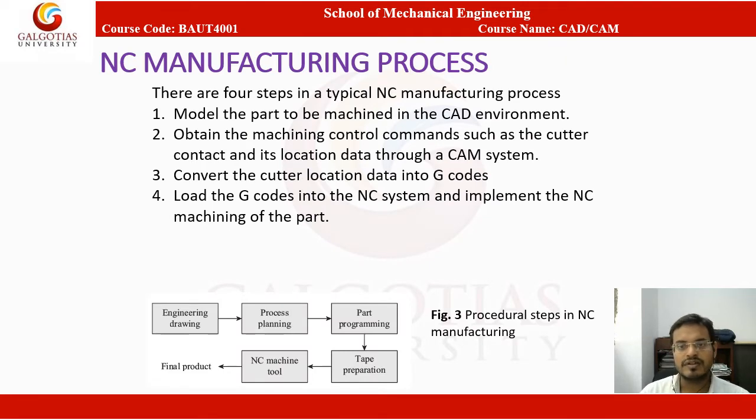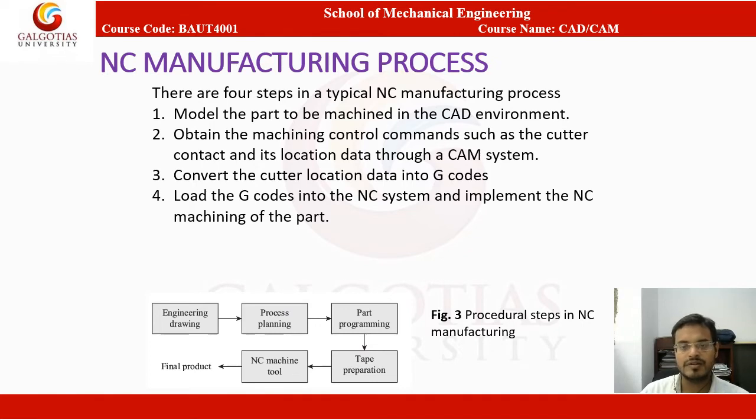So there are 4 steps in a typical NC manufacturing process. First, we model the part to be machined in the CAD environment. Then obtain the machining control commands, either cutter contact and its location data, through a CAM system. Convert the cutter location data into G codes. Load the G codes into the NC system and implement the NC machining of the part.